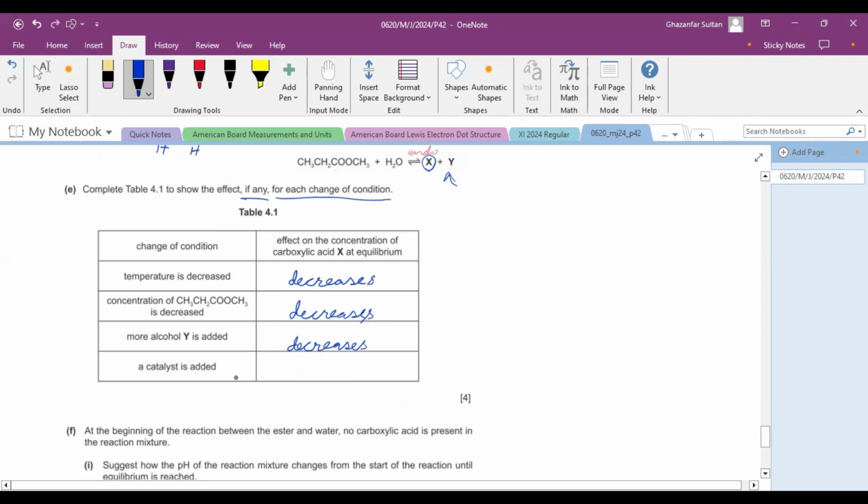And now a catalyst is added. Remember that adding catalyst can make the reaction fast. A reaction may occur with a faster rate. So equilibrium would be achieved earlier, but there would be no effect on position of the equilibrium, or in other words, there would be no change in concentration of acids, base, or product, whatever. So we should write no effect.